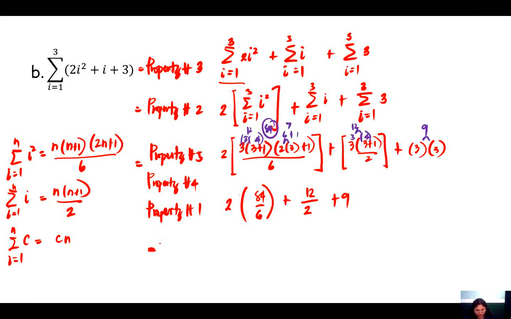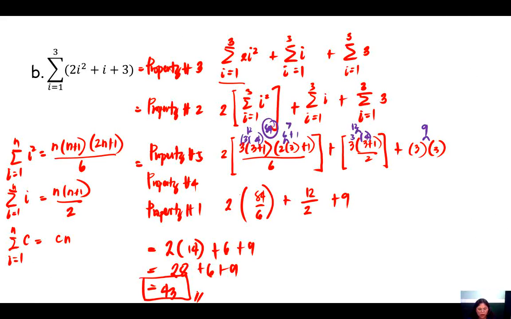Okay. So 2, quantity, 84 over 6 is 14, plus 12 divided by 2 is 6, plus 9. Then 2 times 14 is 28, plus 6 plus 9. So 28 plus 6 plus 9, the answer is 43. So do not forget to box your final answer. Okay, so what is next?